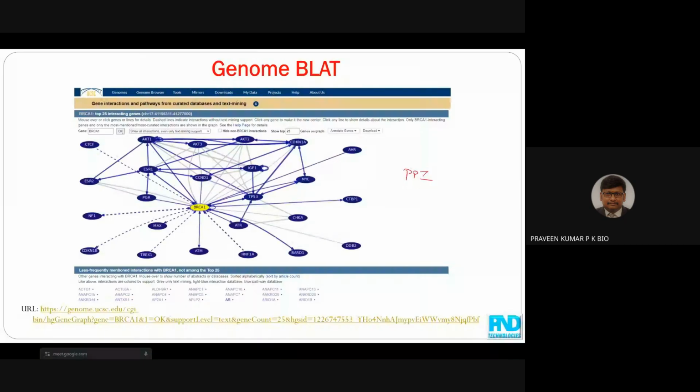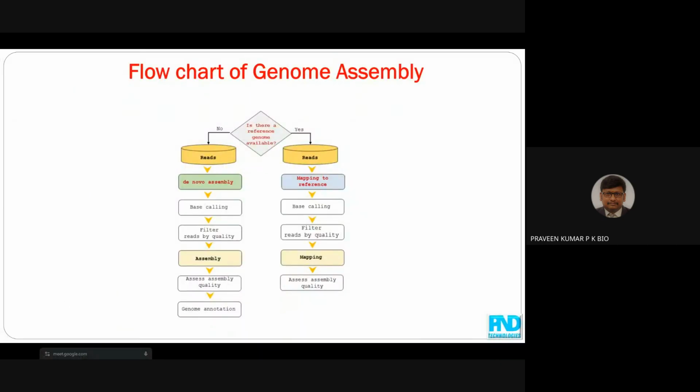So I initially searched for a gene called breast cancer antigen 1. What are the interacting proteins of BRCA1 of the human genome? Immediately I got these top 25 interacting proteins. So this information is also available in Genome BLAT, and the gene information is mentioned below. If you click this hyperlink, you will get more information on the particular gene. So like this, you can search for any particular gene in the human genome through Genome BLAT. Flowchart of genome assembly.